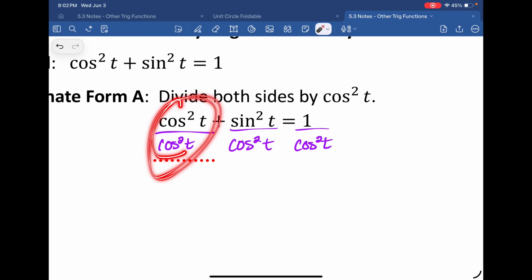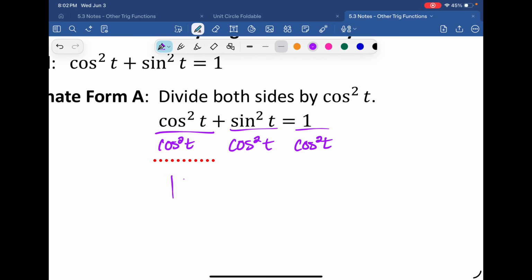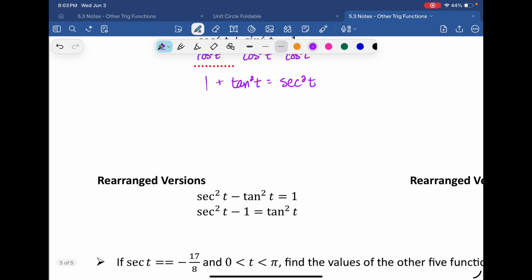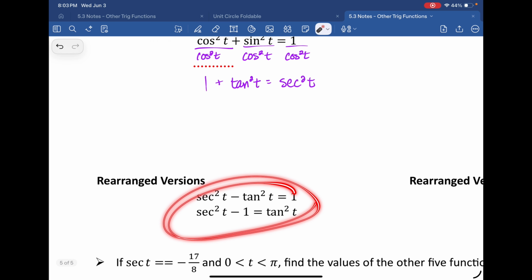Cosine squared over cosine squared is 1. That's easy. Sine squared over cosine squared. Well, sine over cosine is tangent. So sine squared over cosine squared is tangent squared. 1 over cosine squared, well, that's the reciprocal of cosine, which is secant. Okay, and you can rearrange that a few different ways, but this is the primary one.